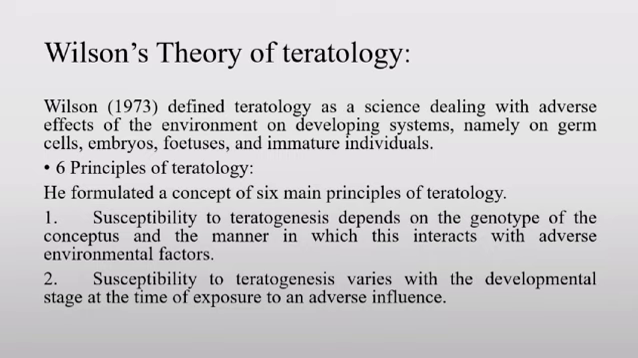In 1973, he defined teratology as a science dealing with an adverse effect of the environment on developing system, namely on germ cells, embryo, fetus, and immature individuals. He gave 6 principles of teratology. Number one is liability to teratogenesis depends on the genotype. Number two is liability to teratogenesis varies with the developmental stages at the time of exposure.